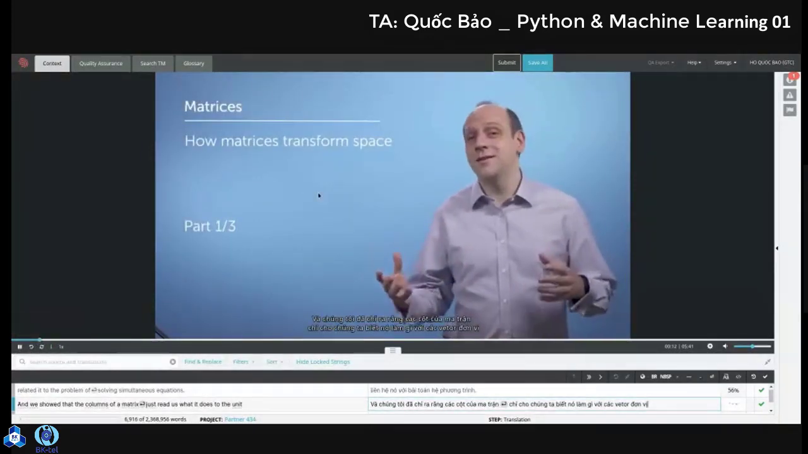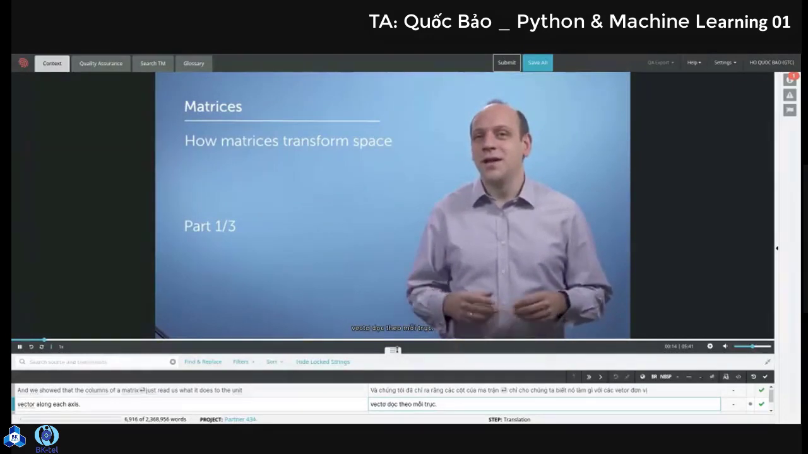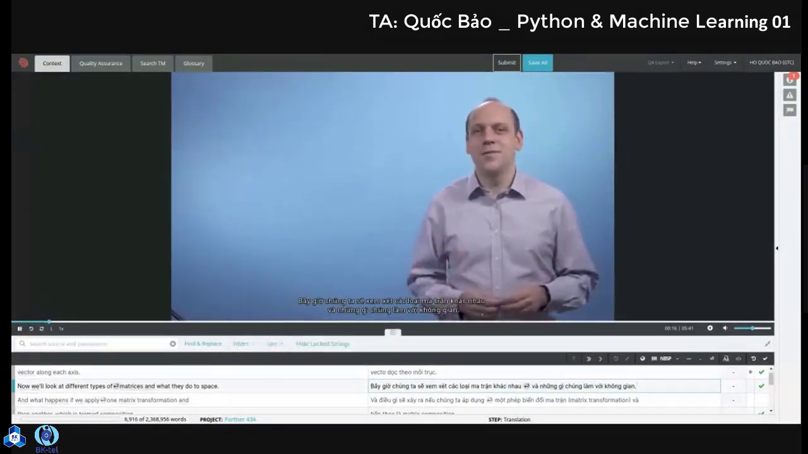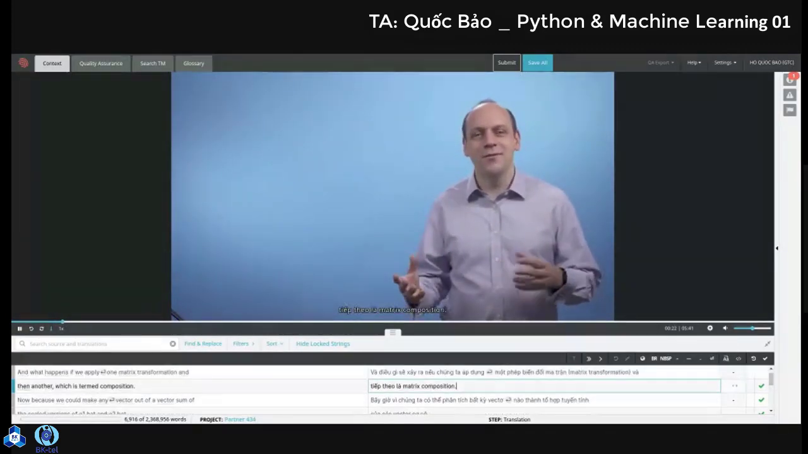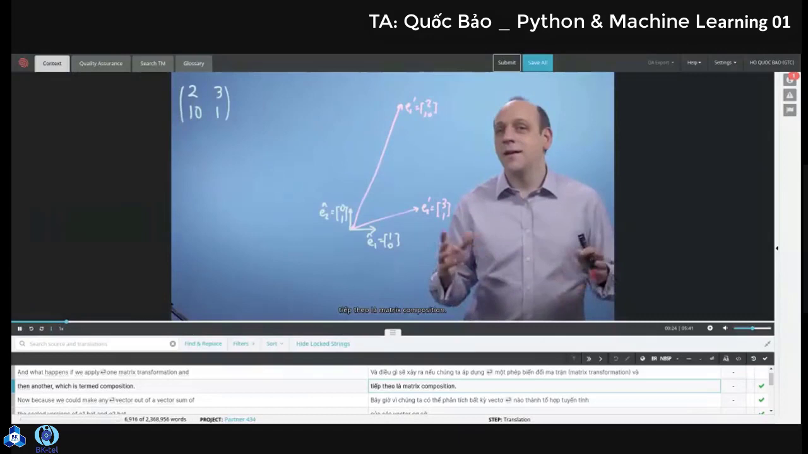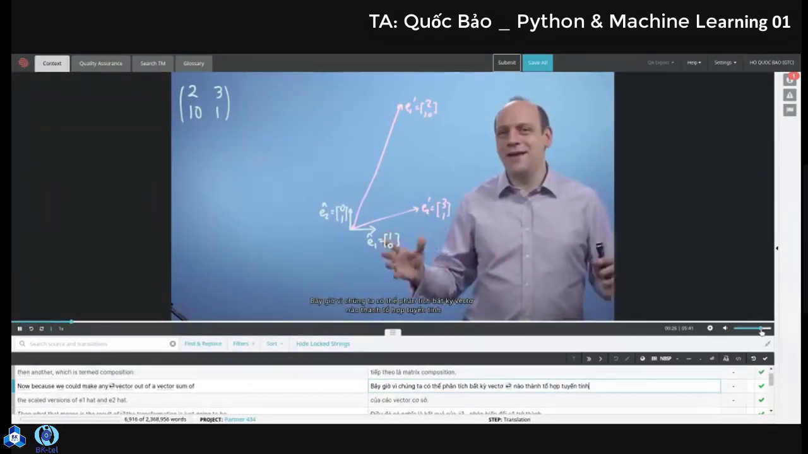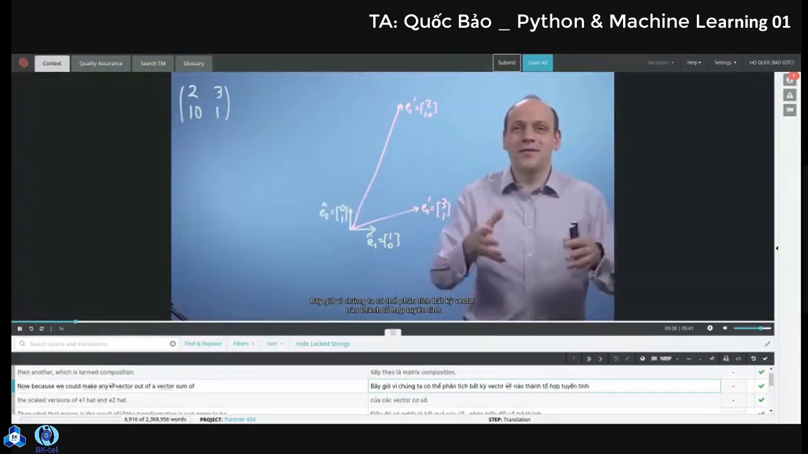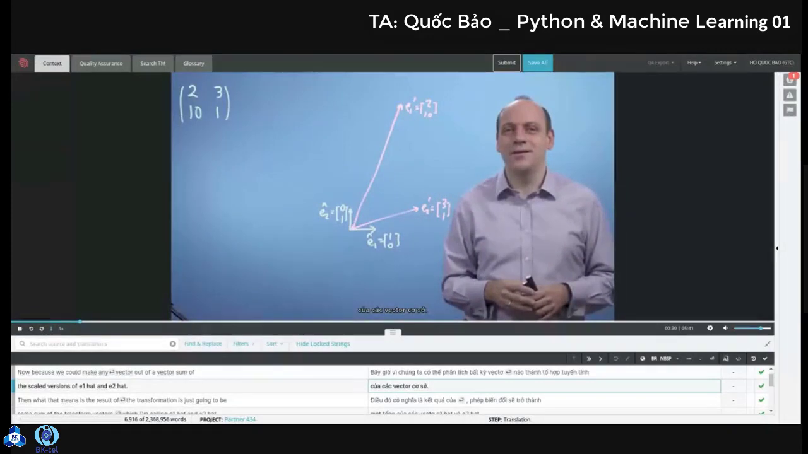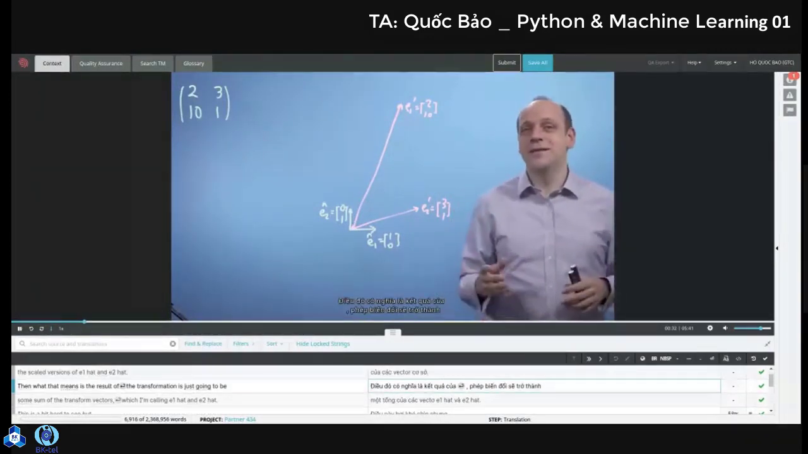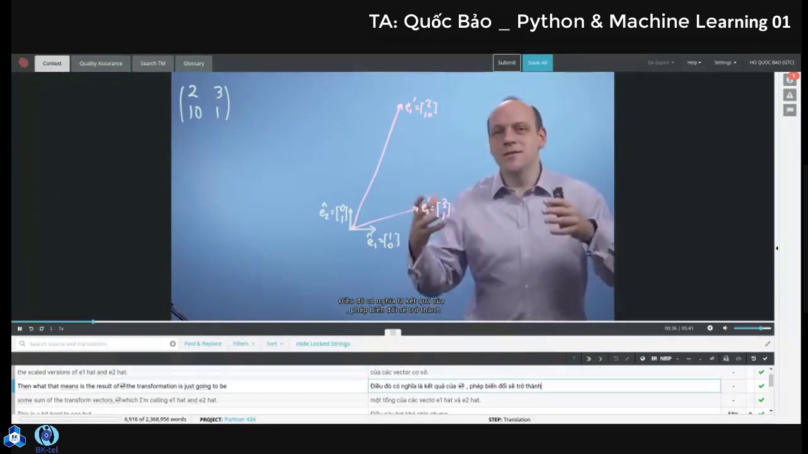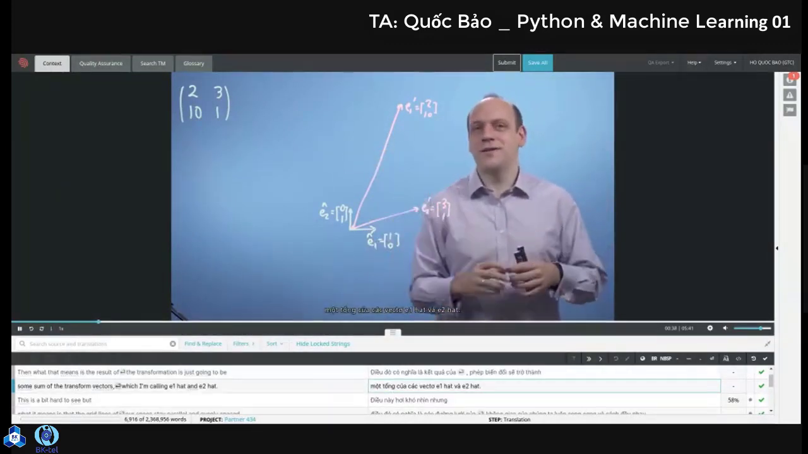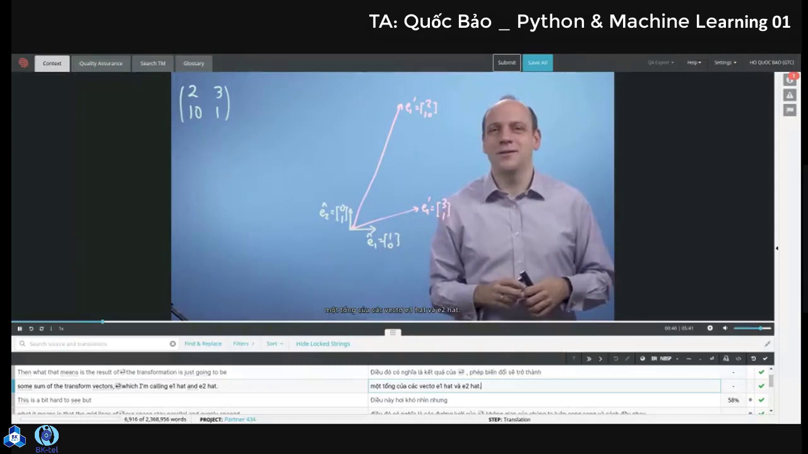To the unit vector along each axis. Now we'll look at different types of matrix and what they do to space, and what happens if we apply one matrix transformation and then another, which is termed composition. Now, because we can make any vector out of a vector sum of the scaled versions of E1 hat and E2 hat, the result of the transformation is just going to be some sum of the transformed vectors, which I'm calling E1 hat and E2 hat.